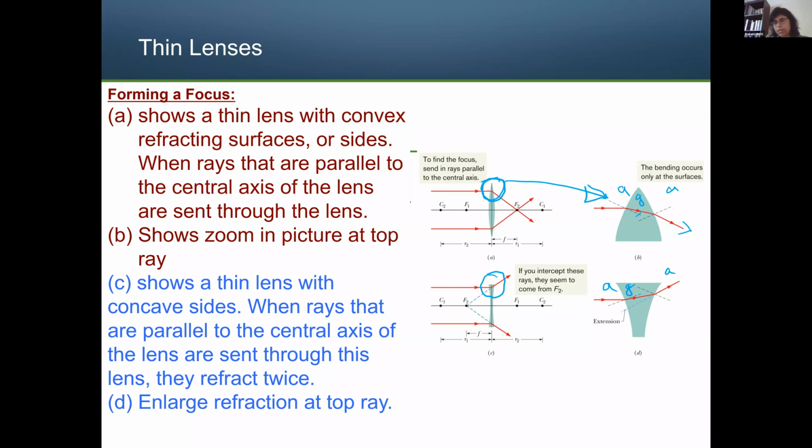So air to glass, bending towards the normal, and then glass to air, bending outward from the normal. That's why it diverges. Diverge means it's going outward from the axis, right? So now that will be the enlarged picture of the diverging lens.